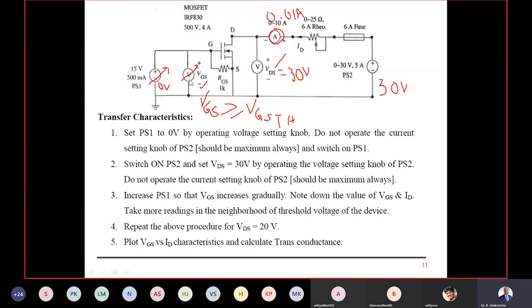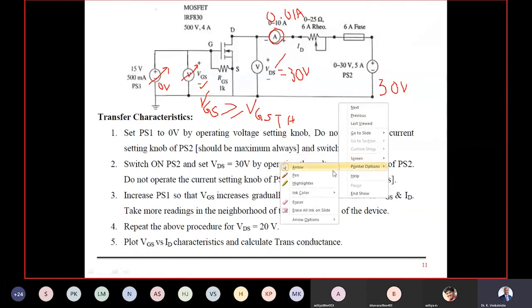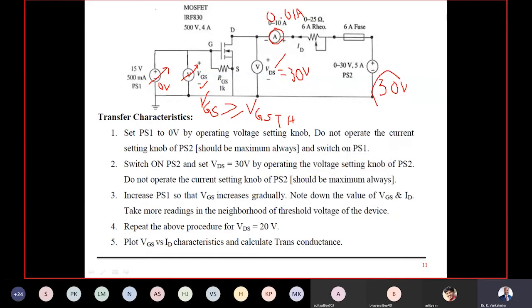Now you note down VGS and the drain current for the constant VDS. Because I set my VDS constant, I am not varying that further. Only what I am doing is varying PS1 from 0 towards 15 volt. Don't go more than 15. Note down your VGS input voltage and ID drain current. Since we are noting down input voltage and output current, it's called transfer characteristics, and we want to plot it.